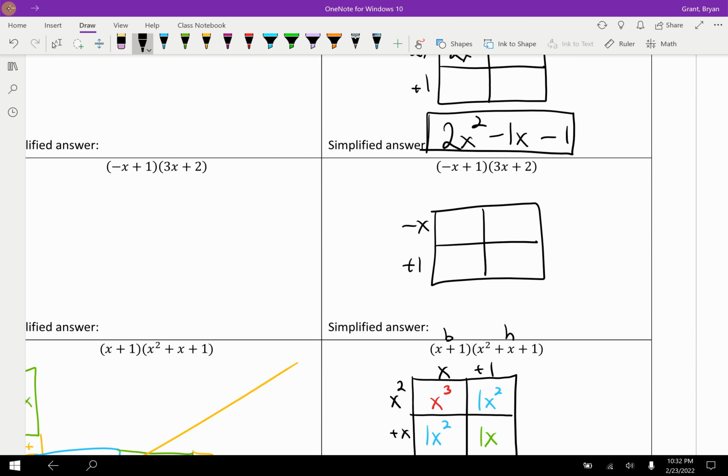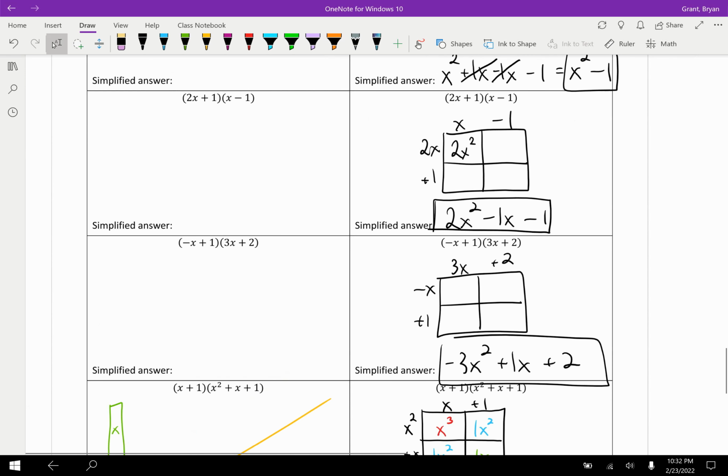Last but not least, set up that box. Negative x plus 1. That's going to be a little different than what we've seen before. When you multiply this out, you'll get negative 3x squared, and then you're going to get positive 1x, or just plus x if you will, and then a plus 2 at the end.